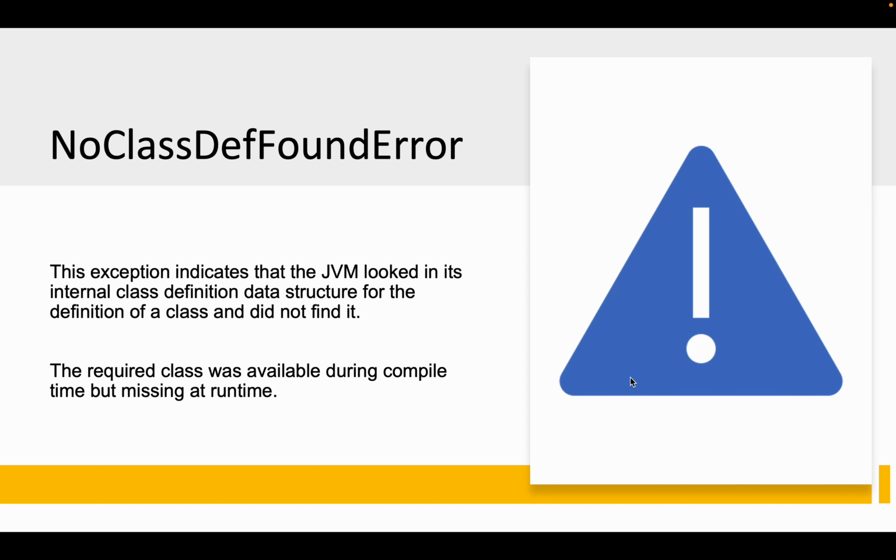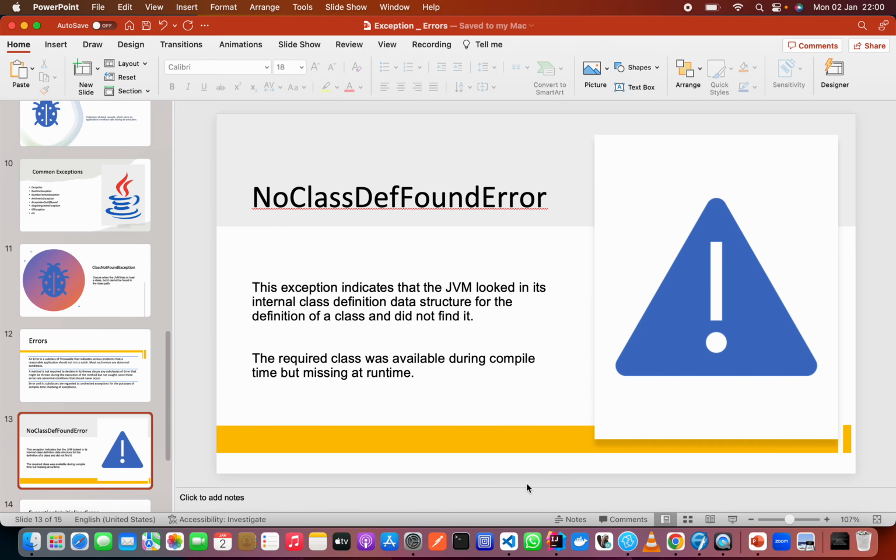Then we have another type of error. It's called no class definition found error. So this error indicates that the JVM looked in its internal class definition data structure for the definition of a class and did not find it. Permanent generation, PermGen, where it stores the metadata, did not find it. The required class was available during compile time, but is missing at runtime. Let's demonstrate this as well.